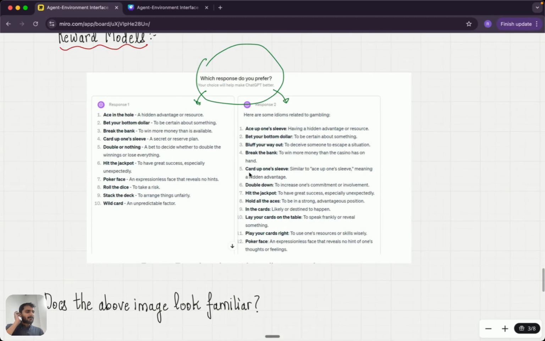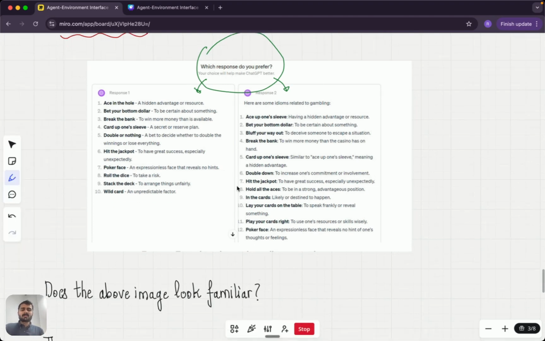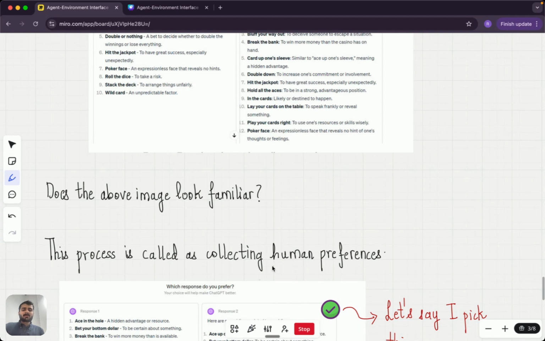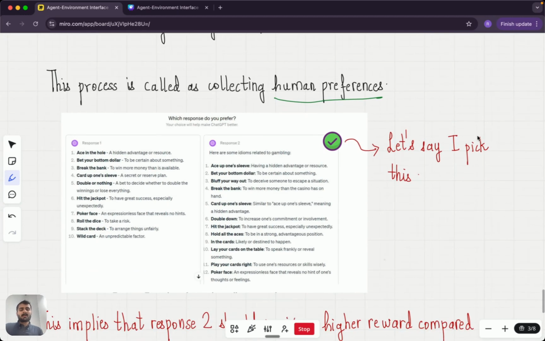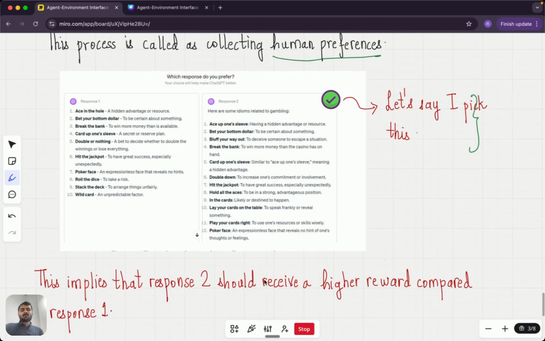and this happens almost in a lot of these AI applications. It used to happen more before because we were trying to get the LLMs aligned to human preferences. And this entire process is called collecting human preferences. And then let's say I pick this implies that response 2 should receive a higher reward compared to response 1. So even though we do not have an actual reward model, we train a reward model based on the preferences that are collected from the users.